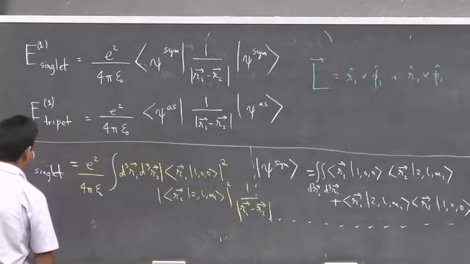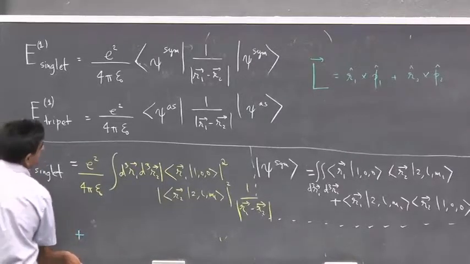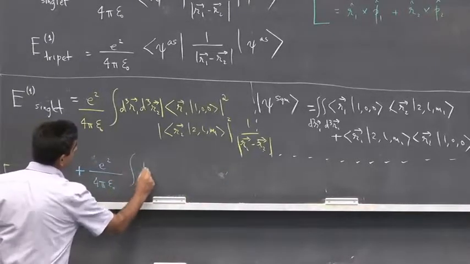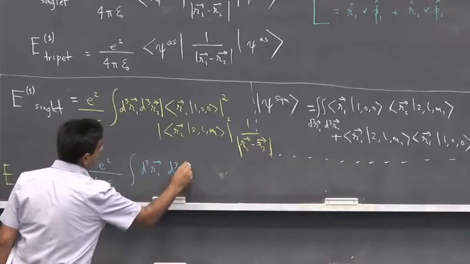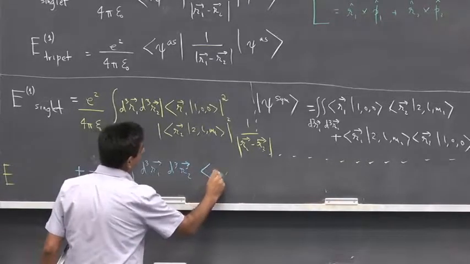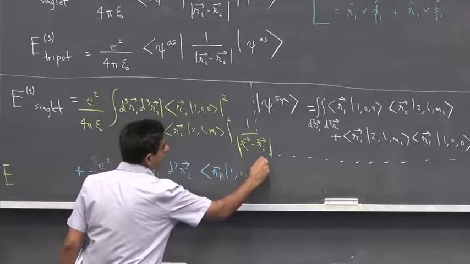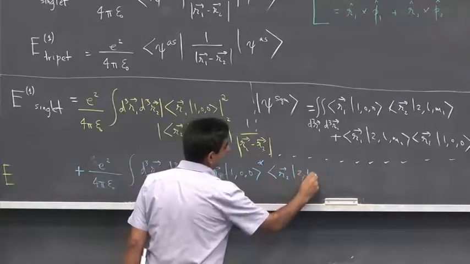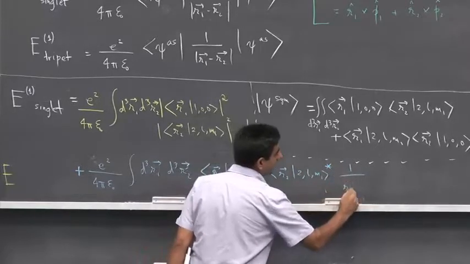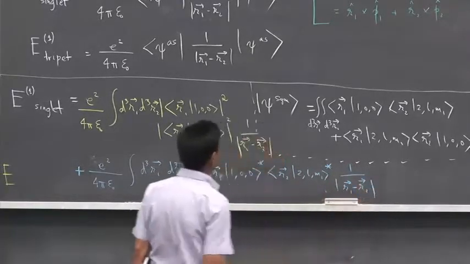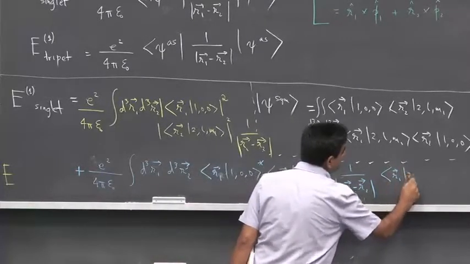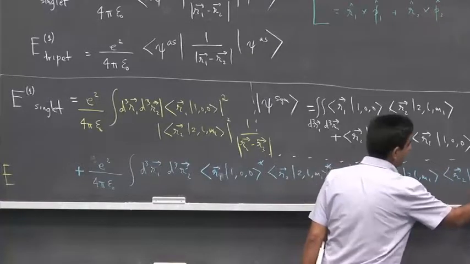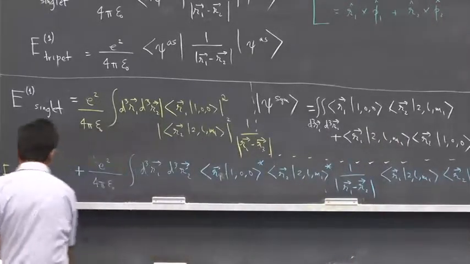plus you get another term, e squared over 4 pi epsilon naught, dr1, dr2, r1 1 0 0 conjugate, r2 2 L ML complex conjugate, 1 over R1 minus R2, R1 2 L ML, R2 1 0 0. So this is your first order correction. It comprises two terms, this term and this term.